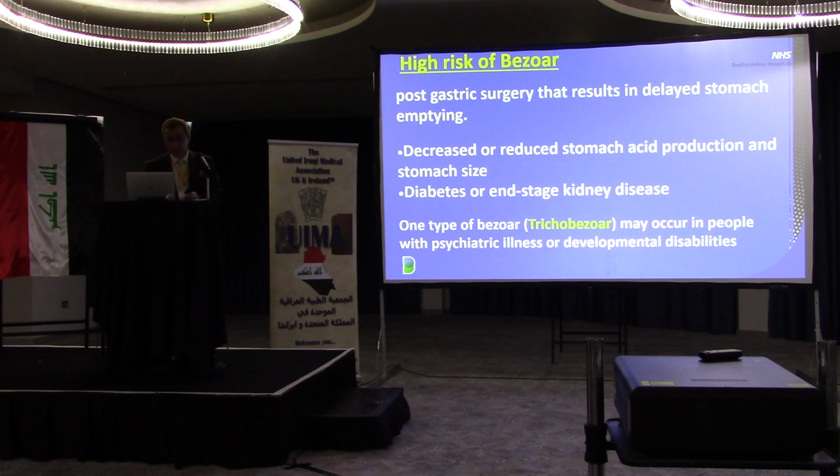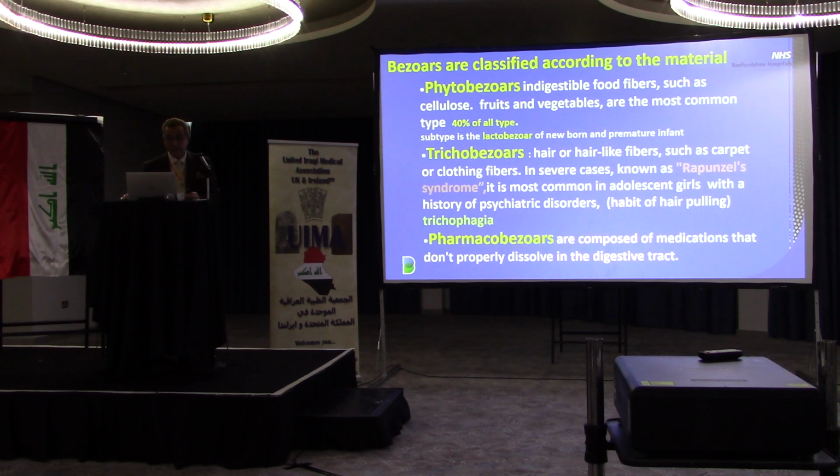One type of bezoar, the trichobezoar, which I will discuss later, occurs in patients with psychiatric illness and developmental or mental disabilities. Bezoars are classified according to the main classification into 4 types, or sometimes 3 types with 1 subtype. The most common type is the phytobezoar, which is indigestible food fibers such as cellulose, fruit, and vegetables, and it is almost 40% of all types of bezoar.